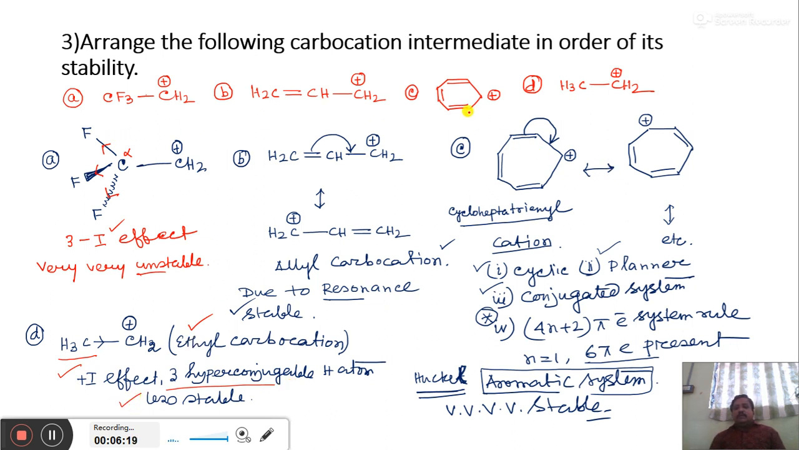So between A, B, C, D, the most stable carbocation is C. Then the stable carbocation is B due to the presence of resonance. Then less stable is D and very unstable is A. So the order is A less than D, less than B, less than C. Due to aromaticity, this C carbocation is very stable.